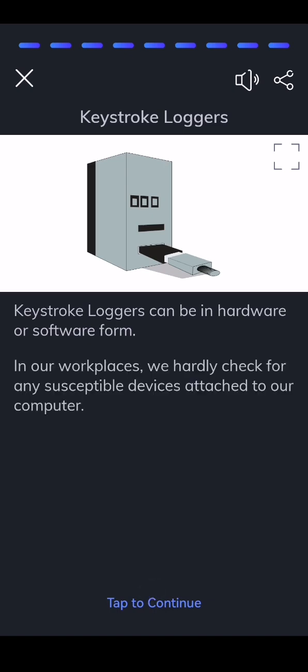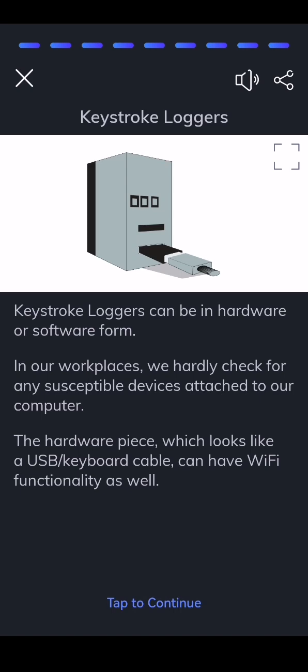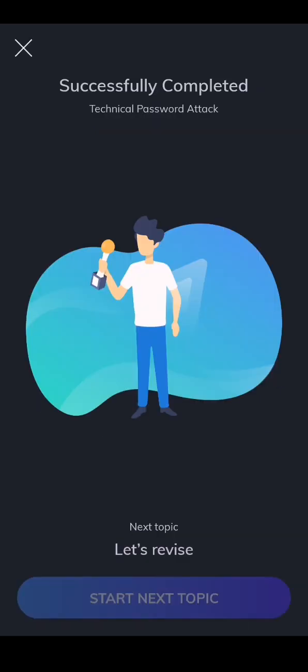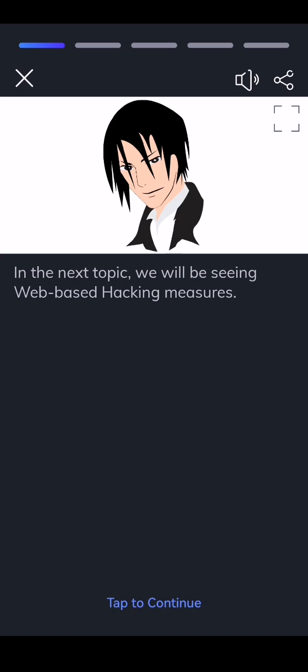In our workplaces, we hardly check for any susceptible devices attached to our computer. The hardware piece, which looks like a USB/keyboard cable, can have Wi-Fi functionality as well. With this, all detected keystrokes are accessed by the attacker wirelessly. In the next topic, we will be seeing web-based hacking measures.